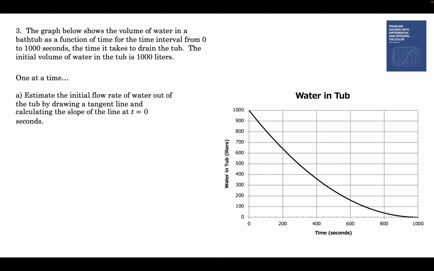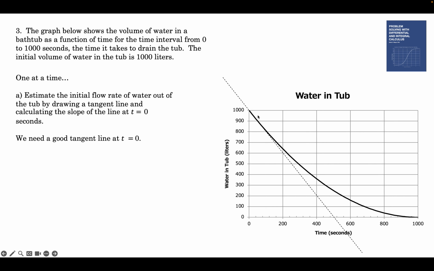Part A: estimate the initial flow rate of water out of the tub by drawing a tangent line at t equals 0, getting the slope. We have a plot of water in the tub versus time. So the slope of that line, dV/dt, the volume of water in the tub, is the drain rate. Let's draw a good tangent line at t equals 0, and let's be bold and draw it way across. Don't worry about going to negative times, that's okay. We just want a good tangent line.